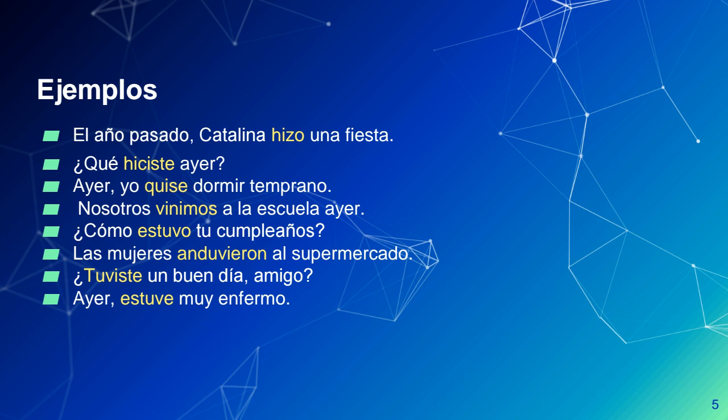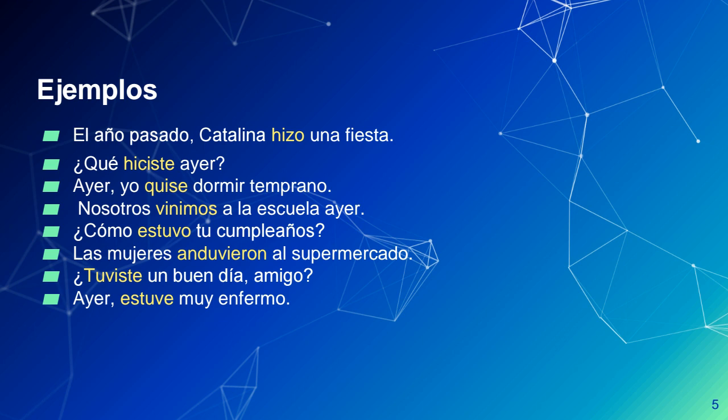Ayer yo quise dormir temprano. So, yesterday I tried to sleep early. This is implying that you tried to sleep early, but that you were not successful. Querer is a very tricky verb when you have to decide whether you're using the preterite tense or the imperfect tense because it changes meaning. We'll probably talk about this more in class when I can maybe give you some more examples.